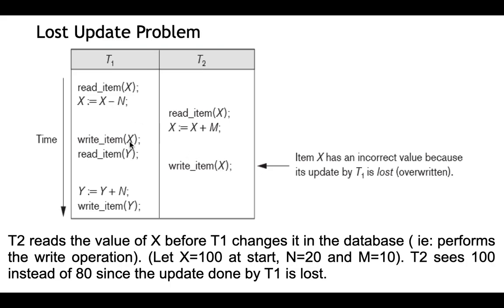Now what if this write item X had occurred over here, that is before this read item X? Things would have been different. X would be 80, and 10 is added to that 80, and the value of X obtained at this stage is 90. So instead of 90 we are getting 110. So this update is lost, and such a situation is termed the lost update problem.